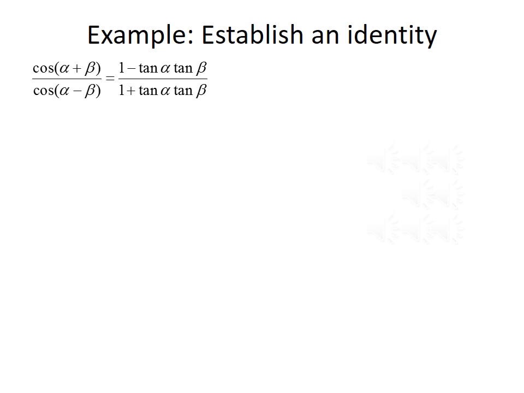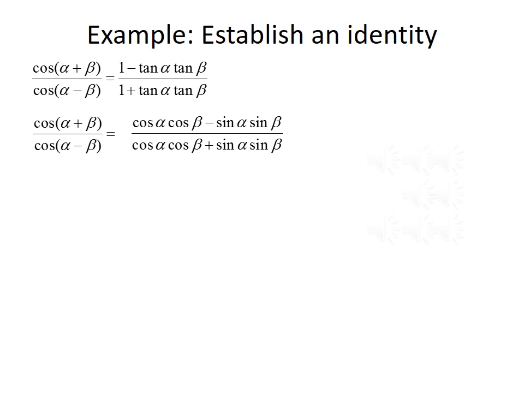Let's do another problem where we want to establish the identity. So this time we have the cosine of alpha plus beta divided by the cosine of alpha minus beta equals 1 minus the tangent of alpha times the tangent of beta divided by 1 plus the tangent of alpha times the tangent of beta. So we'll start with the left-hand side, cosine of alpha plus beta divided by the cosine of alpha minus beta. Now this is the sum formula for cosine and the difference formula for cosine, respectively, so we can apply those formulas and rewrite our problem as the cosine of alpha cosine of beta minus sine alpha sine beta all over the cosine of alpha cosine of beta plus the sine of alpha sine of beta.